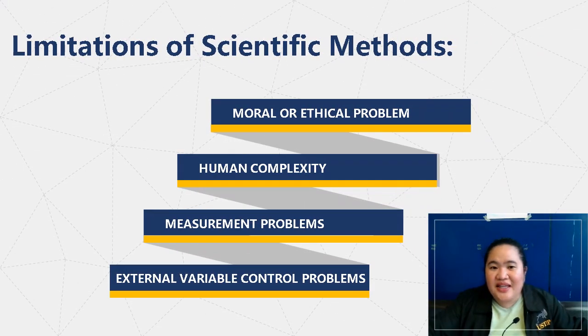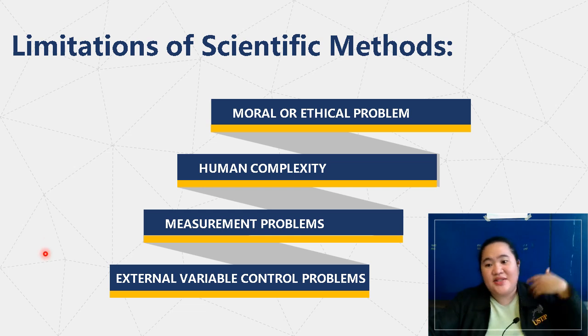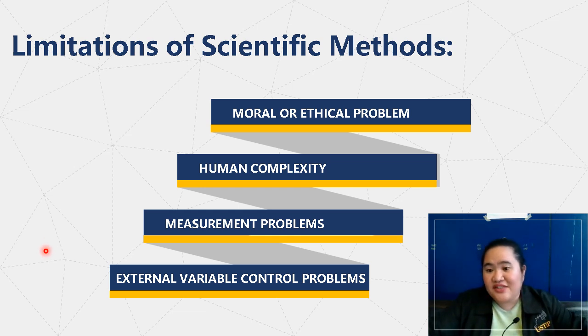So for me, class, I'm actually amazed with the scientific method. You might think that it can do a lot of things, okay? But actually, class, there's a limitation for the scientific method. Natural limitations, class. The first one of that is the moral or ethical problem. Yes, that's one question and one problem or limitation for your scientific method.